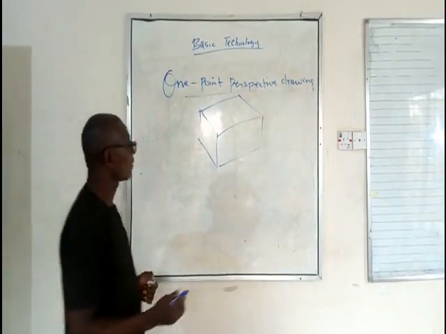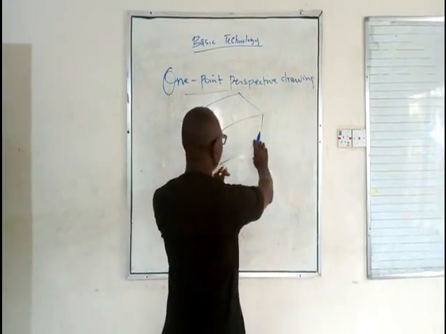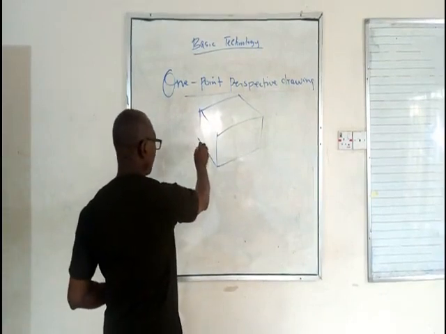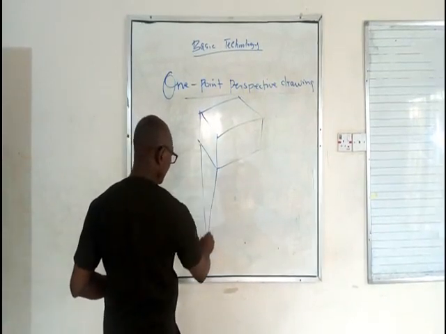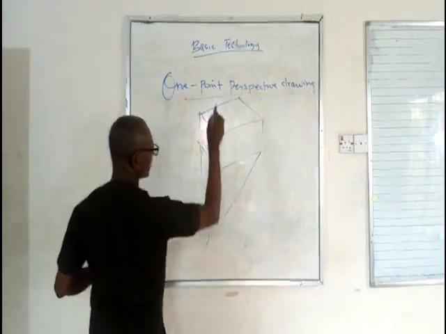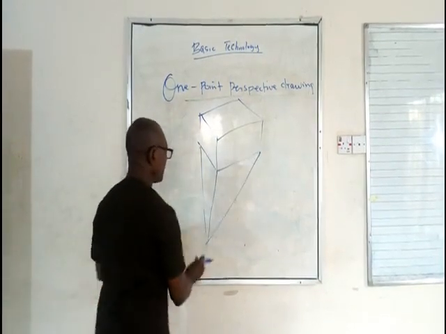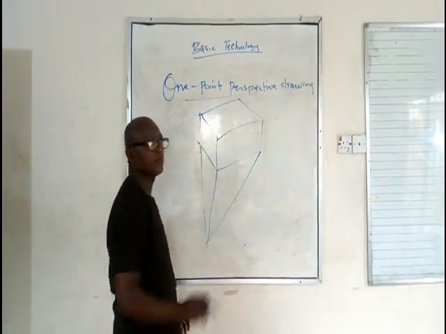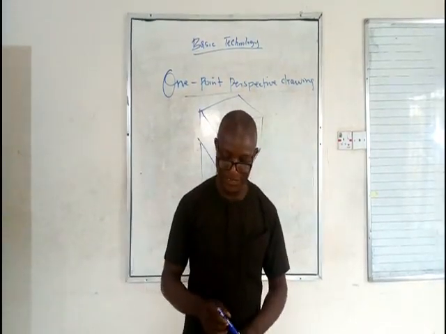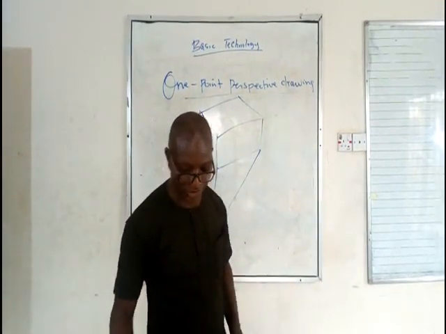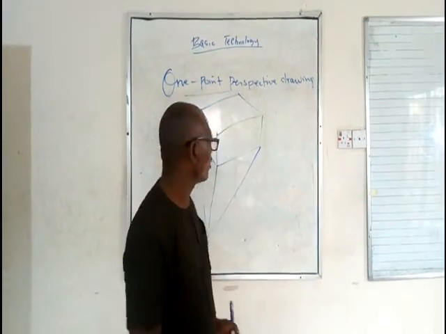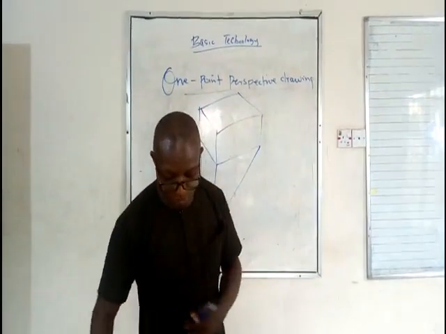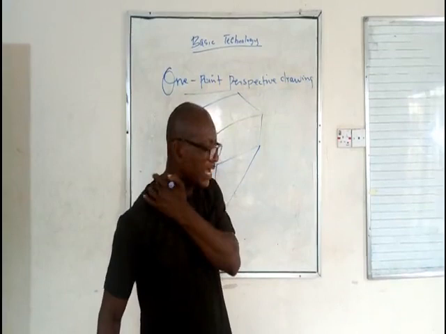it means that if you stand here to view, you will see here, here, and then here. That is your viewing. You see these points. So we said that it is a drawing that shows three sides of objects at once. And then one point perspective drawing is a type of central projection.